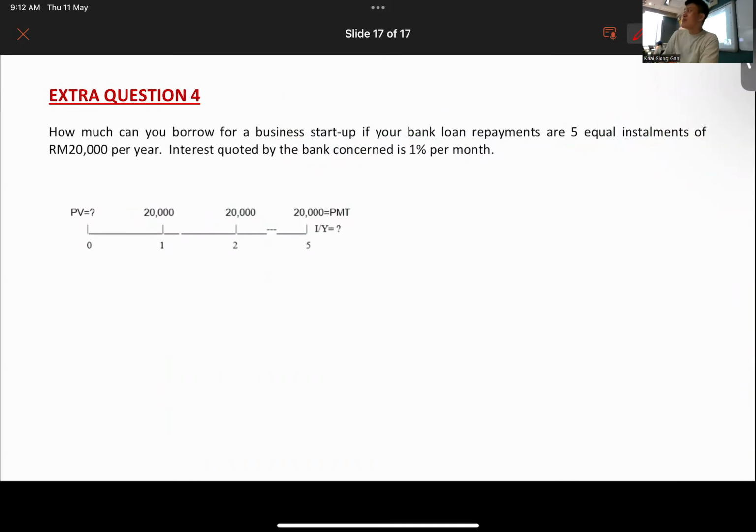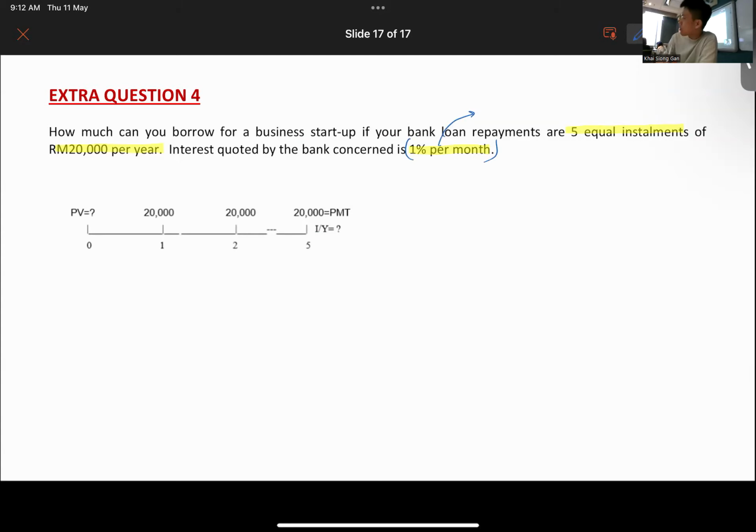Okay, next question. How much can you borrow for a business startup if your bank loan repayments are 5 equal installments of 20,000 per year? Interest quoted by the bank, for instance, is 1% per month. Again, 1% per month is what rate? This 1% is not APR yet, so we convert to APR.